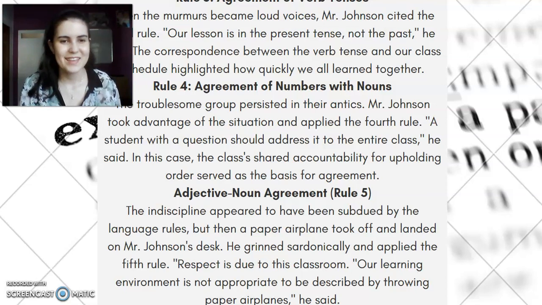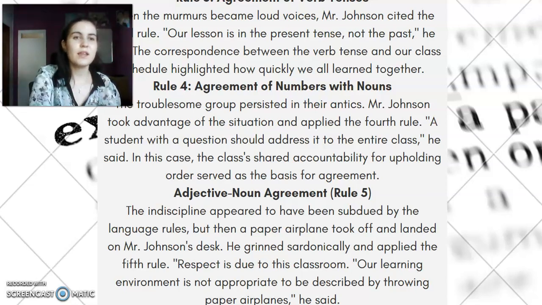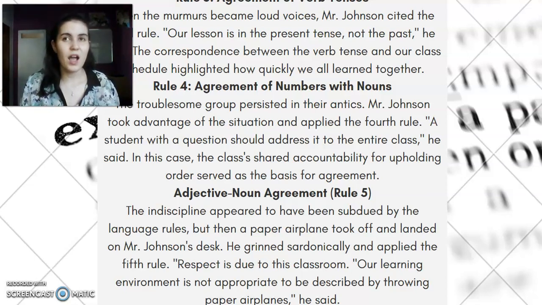But no. So the disciplinary problem appeared to have been subdued by the language rule, but then a paper airplane took off and landed on Mr. Johnson's desk. Well, I'm not sure. I think it was more toward the board of the class than the desk. I have to correct that, but it was something like that. And it flew near the desk. So in this moment, my neurons connected with the paper they asked me for. They made the airplane, and I was so scared that again they would implicate me in this scandal.